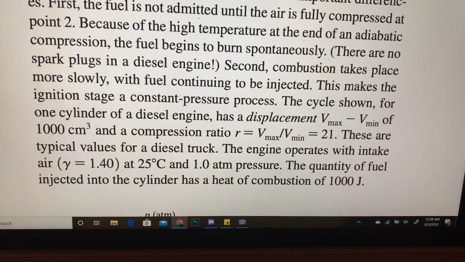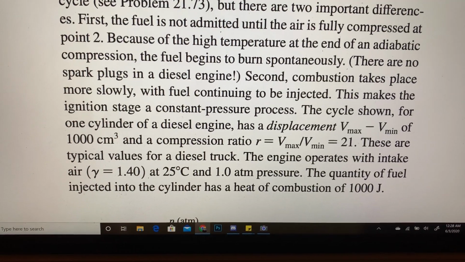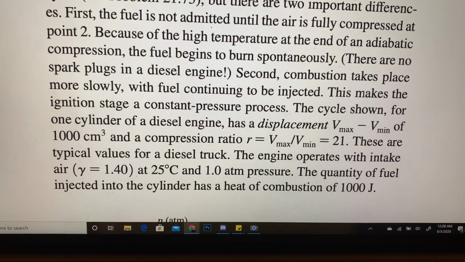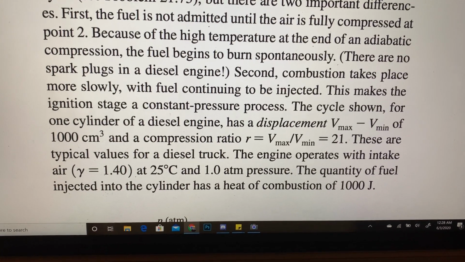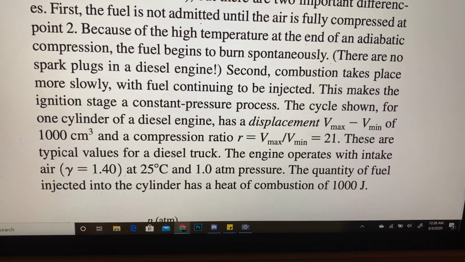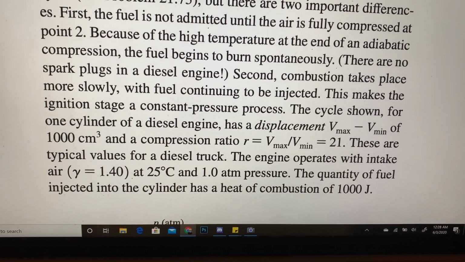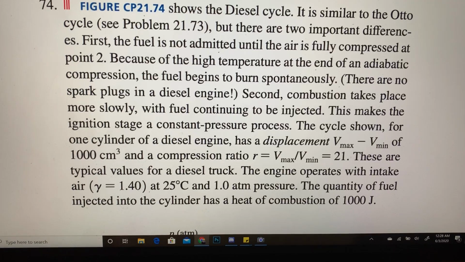The engine operates with intake air, with gamma equal to 1.4 at 25 degrees Celsius and 1 atmospheric pressure. The quantity of fuel injected into the cylinder has a heat of combustion of 1000 joules. So that's like your QH right there.